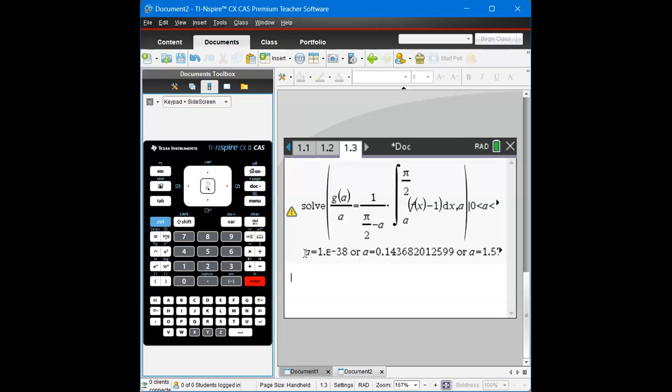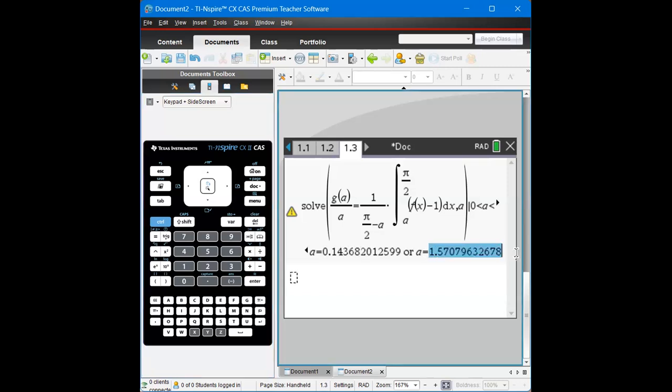We can see the outputs are very interesting. 1 little e to the power minus 38. This is a very small number, technically 0. 10 to the power of minus 38. We ignore that. And also 1.57, I suspect this is a close approximation to the exact value half pi. So we also reject that, and we only take the middle value, correct to 3 decimal places, which is 0.144.